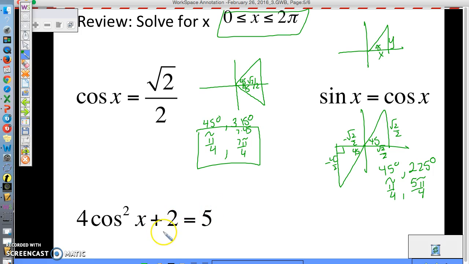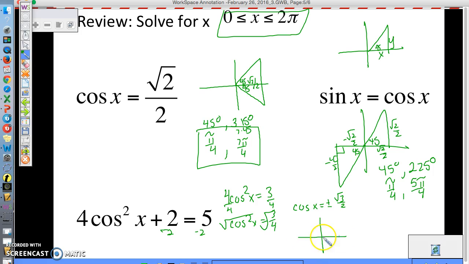And then this last one, let's see, subtract 2. So we have 4 cosine squared of x equals 3. Divide by 4. So we have cosine squared of x equals 3/4. Take the square root, and we remember to take the positive and negative. So that would be root 3 over 2. So we know it's going to be in all 4 quadrants.